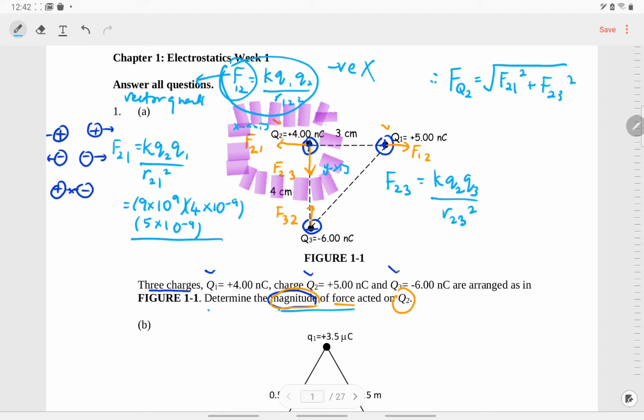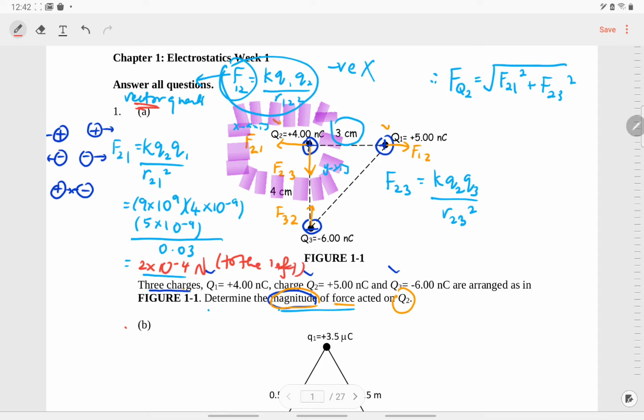R21 square, tengok sini. Berapa value of R21 square? 3 cm convert into meter, and then you can calculate. What is the value for F21? F21 is 2 times 10 exponent negative 4 Newton. Kalau you tengok kat sini, force actually adalah vector quantity kan. So dia ada magnitude and direction. Magnitude dia adalah 2 times 10 exponent negative 4 Newton, but the direction is to the left.